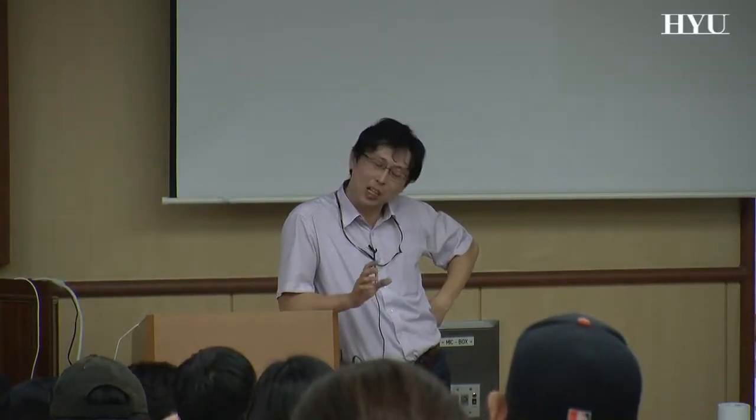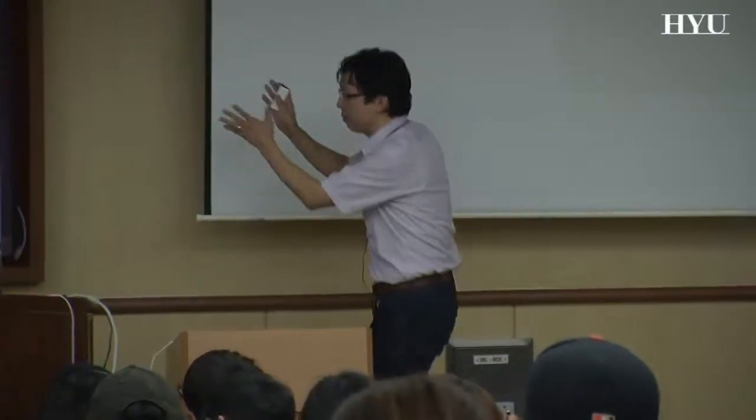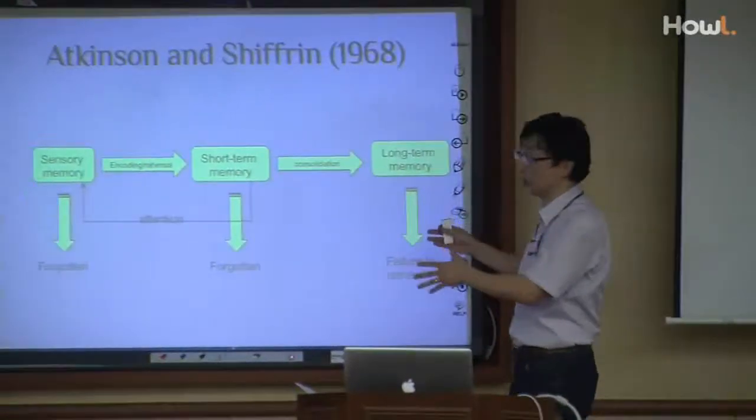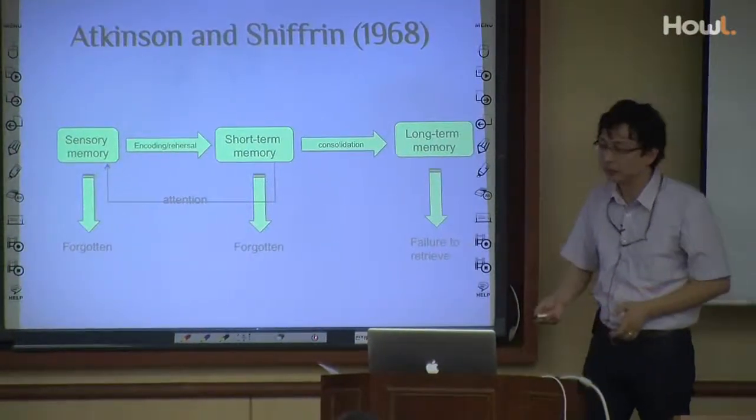Get it? Three things we have to learn: the James model, which is very briefly explained, the Atkinson model, and then Baddeley's model. Right. So you haven't seen this slide in week 1 and week 2. I keep talking about these three things.